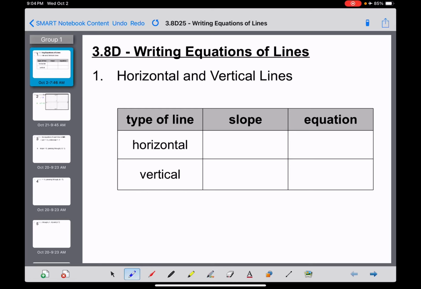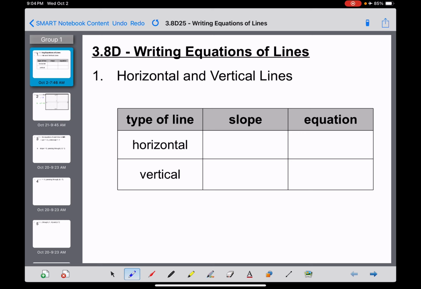Okay, geometry, here we go into the fourth section of the section that just will not die, 3.8. This is what we're calling part D. In here we're going to get into writing equations of lines given different types of information. But before we get into that, just a quick little aside.